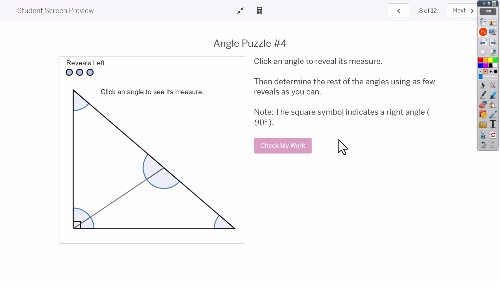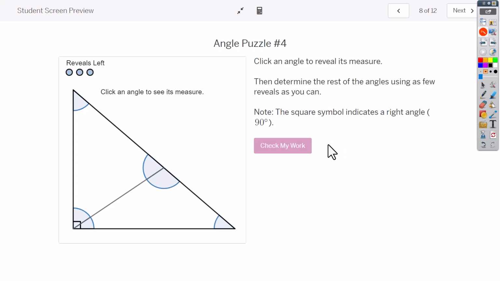Okay. We actually split this lesson into 2 days, with the first day being done right about now, and the second day starting with angle puzzle number 4. Let's talk through the next few angle puzzles, but in class we did this on a sheet of paper just so it was easier to mark things.